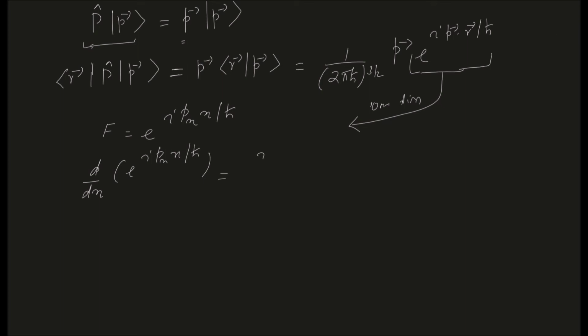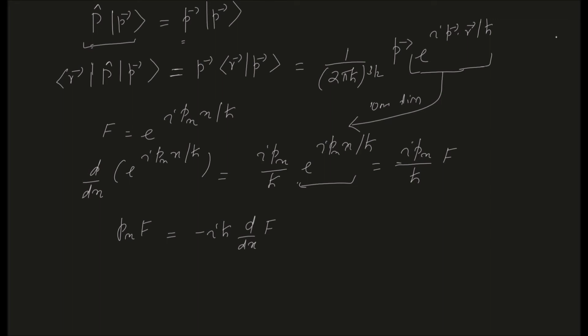So this will give us i p x by h cross into e raised to i p x into x by h cross. So this is basically i p x by h cross into f itself, because this is f itself. Or if you rearrange this expression, you can write it as p x into f and take all other terms to the left side. So that will give us minus i h cross d by dx of f. So when you take this i to the left side, that will go to the denominator. So bringing it to the numerator will make it negative.